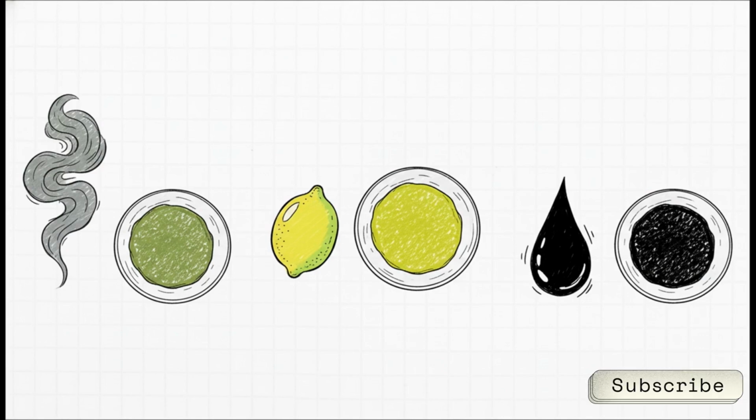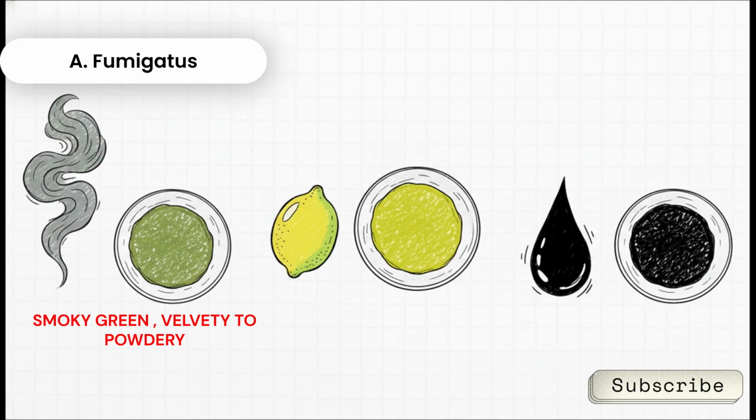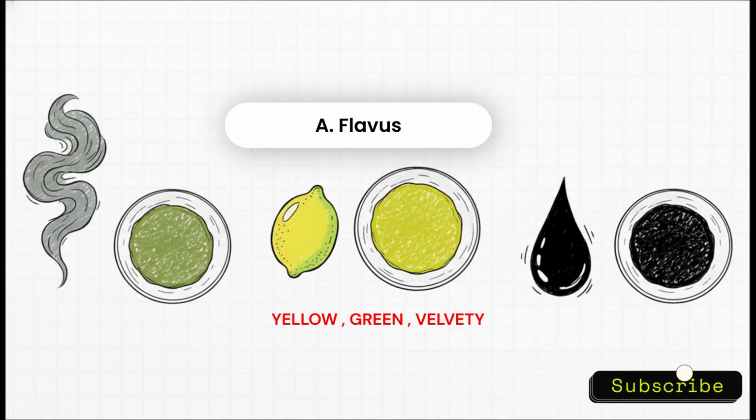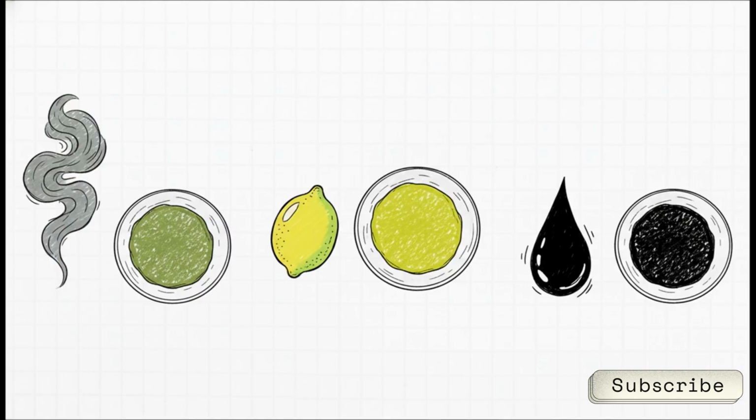For Aspergillus fumigatus, think fuming smoke. It has a smoky green to blue-green color. For Aspergillus flavus, well, flav is just Latin for yellow, so you're looking for a yellowish-green colony. And the easiest one, Aspergillus niger. Niger is Latin for black. It produces these jet black colonies. Smoky green, yellow-green, and black. Simple, effective, and totally exam-proof.